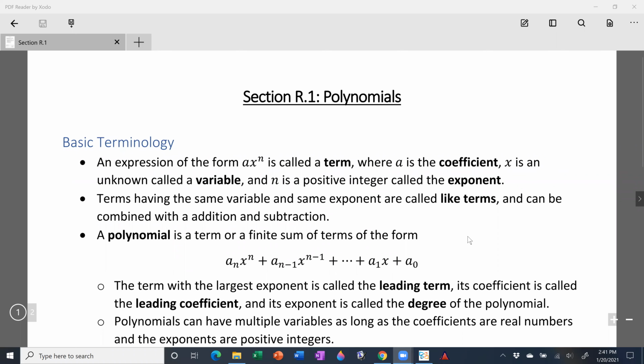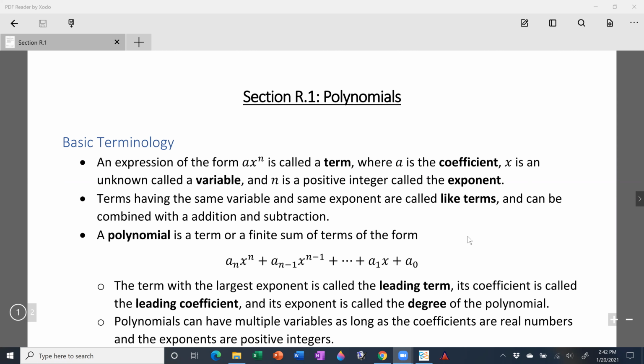All right, so section R1, polynomials. So algebra topics, but I'm going to go through at a little bit of a faster pace through these than if this was an algebra class, because a lot of this is stuff that you may have seen in the past. Okay, so for section R1, polynomials, basic terminology, let's just talk about polynomials.